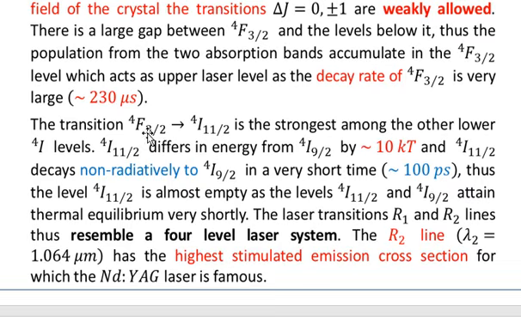The transition from 4F3/2 to 4I11/2 is the strongest among the other lower 4I levels. 4I11/2 differs in energy from 4I9/2 by 10 kT, that is 10 times its thermal energy, and 4I11/2 decays non-radiatively to 4I9/2 in a very short time of the order of 100 picoseconds. Thus, the level 4I11/2 is almost empty, as the levels 4I11/2 and 4I9/2 attain thermal equilibrium very shortly.